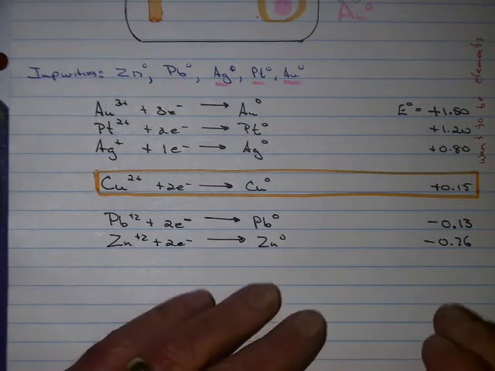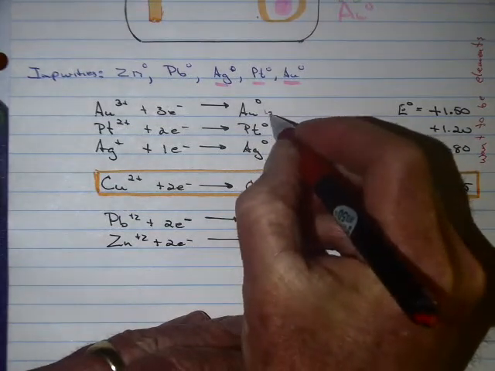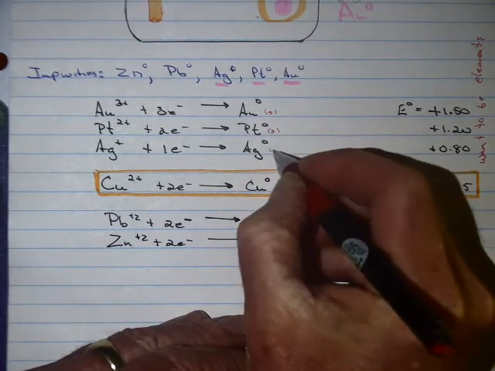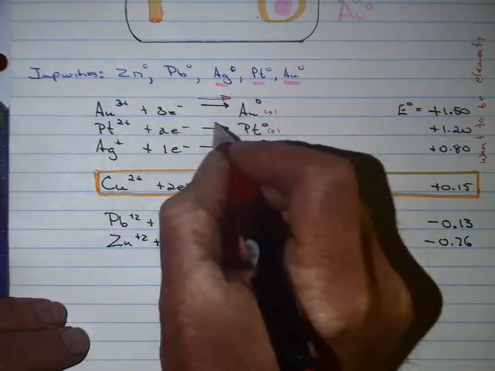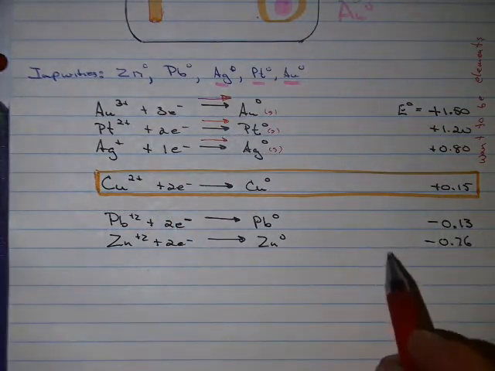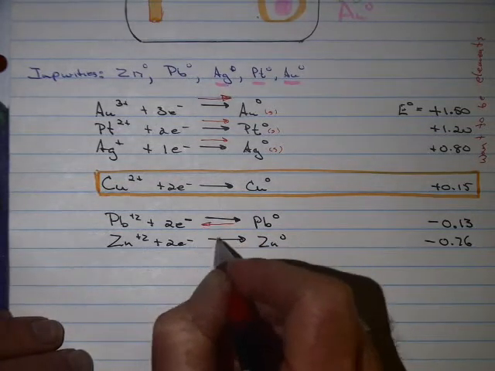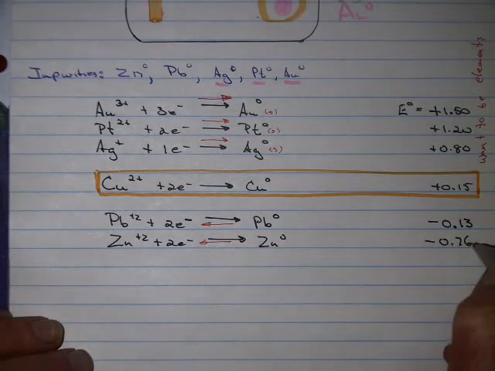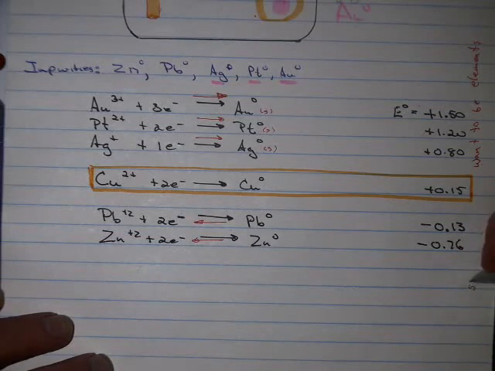Okay, so that means in their reduced form, like in this case, solid, solid, solid. So their predisposition is to go this way. Okay? These guys don't. They want to go this way. So what that means is that in this situation, these guys want to stay as ions.